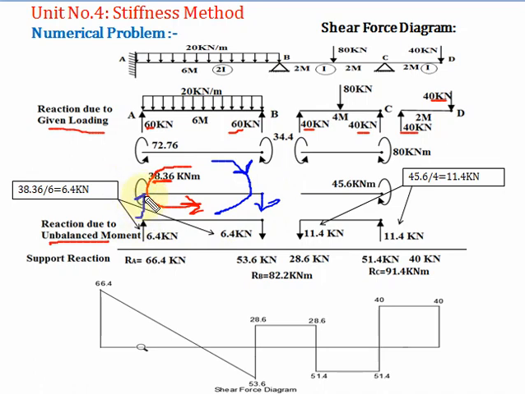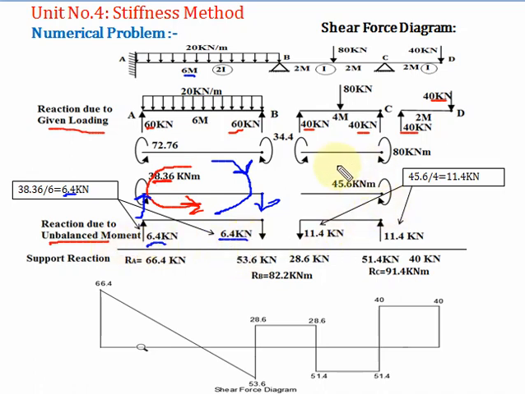Is that clear? Okay, so I have shown here downward and here upward. Or if you are not getting where the unbalanced movement is, at support A the unbalanced movement is here; you show upward, and at the far end you show downward. Okay, now the reaction due to this unbalanced movement will be what? 38.36 divided by length, that is 6, that is 6.4. So here it is 6.4 kilonewton. Okay, the values will be the same.